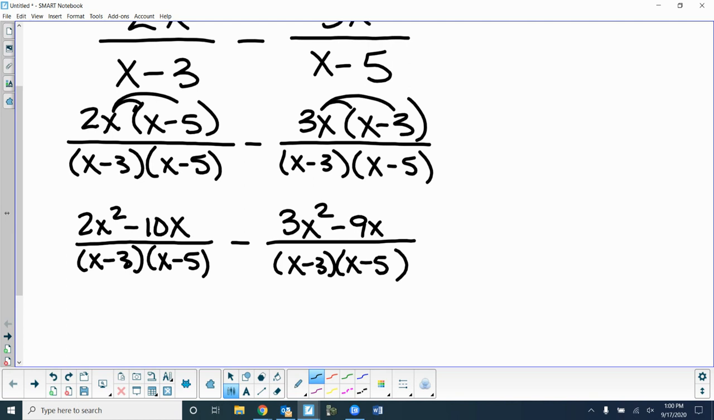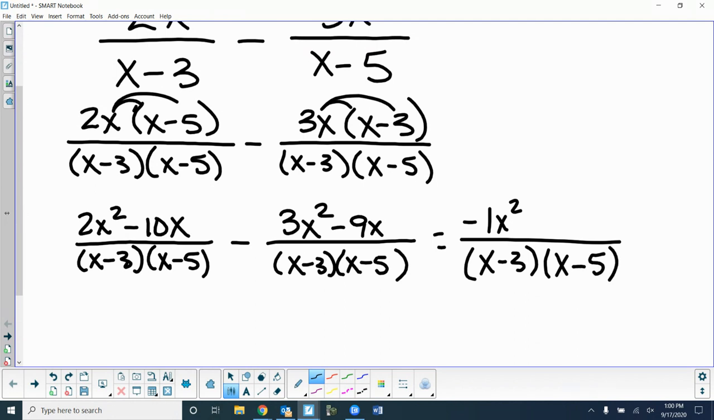So I go 2x squared minus 3x squared is a negative 1x squared. And again, my denominator stays. And then negative 10x. And here's where a lot of kids make mistakes. What's minus a negative? That's plus, right? So this is negative 10x plus 9x, which is negative 1x. Questions?